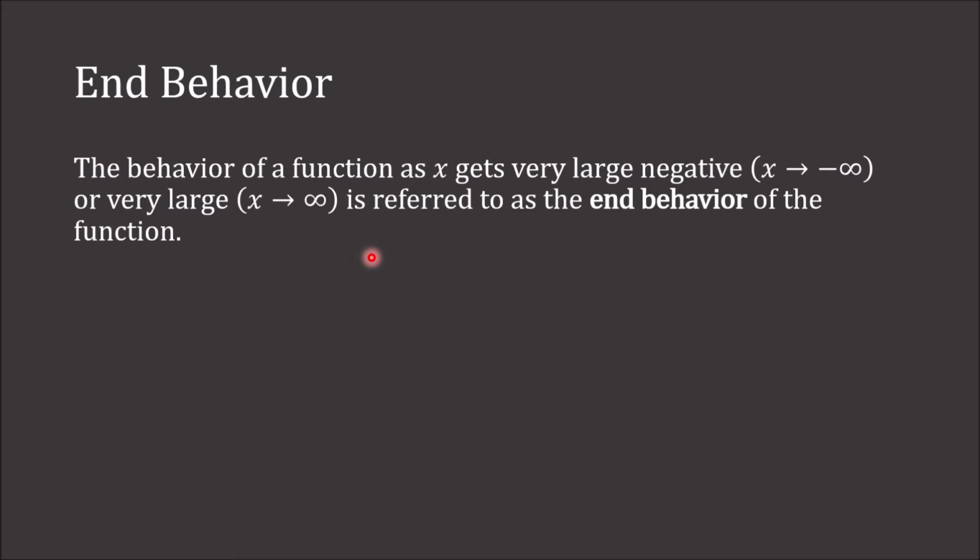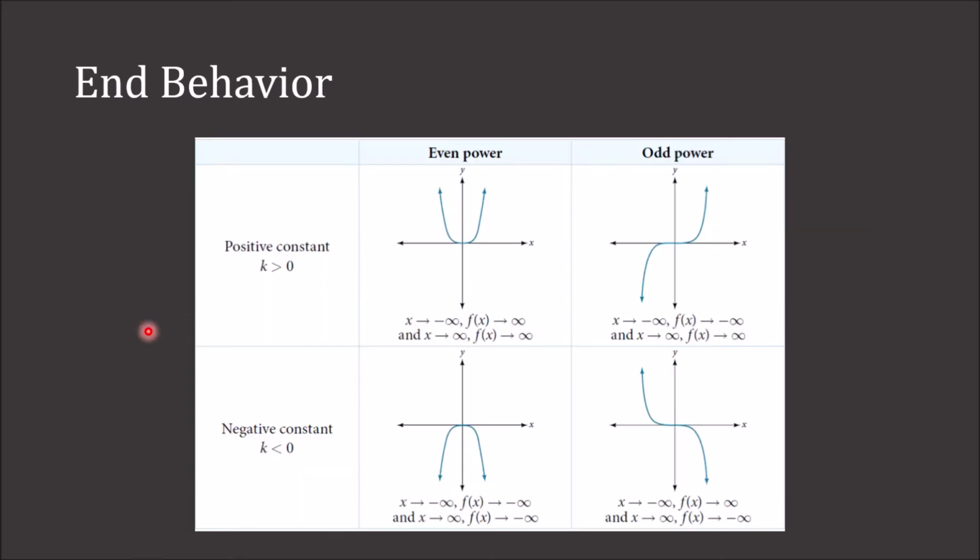So the end behavior of the power functions: if the coefficient is positive and it's an even power, then you can see that as x tends to minus infinity, f of x will tend to infinity. As x tends to positive infinity, f of x will also tend to positive infinity. So when k is positive and it's an even power, the function tends to infinity on both ends.